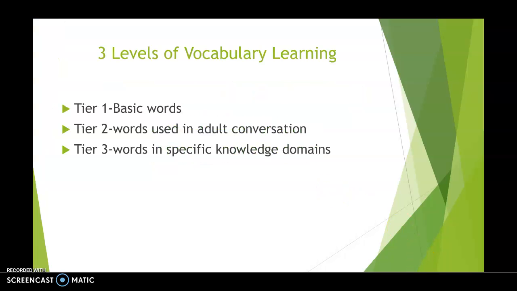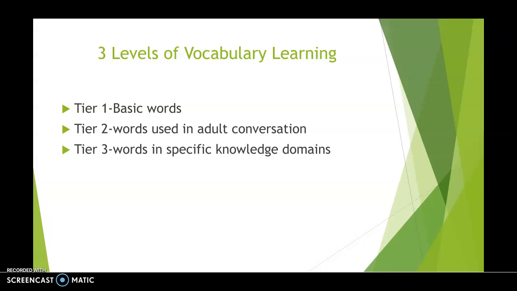So there are three levels of vocabulary learning: Tier 1, Tier 2, and Tier 3. Tier 1 are basic words. They occur frequently in our language. Examples: dog, cat, house, sister, brother, things like that. Something that a child could easily use in their everyday language.